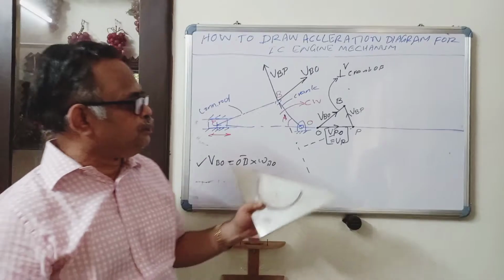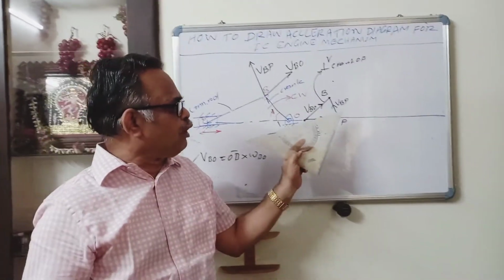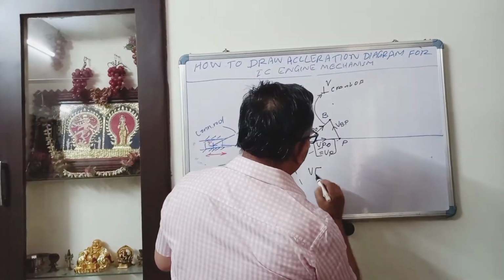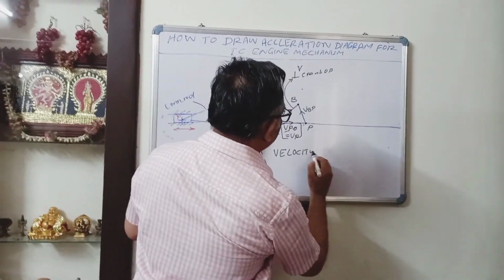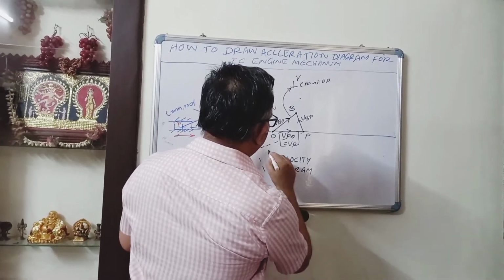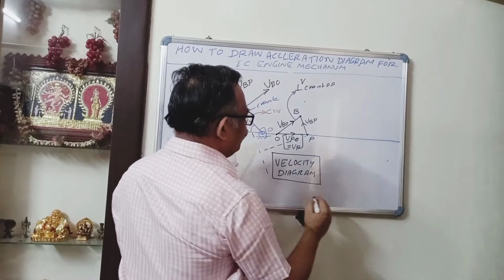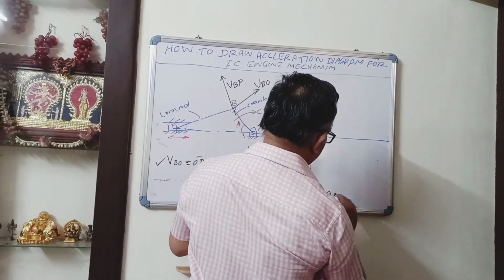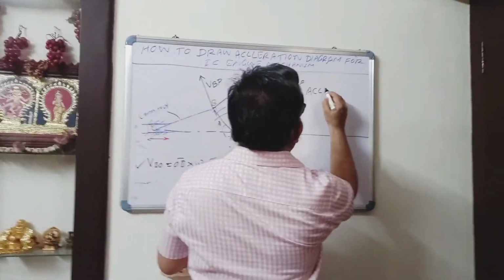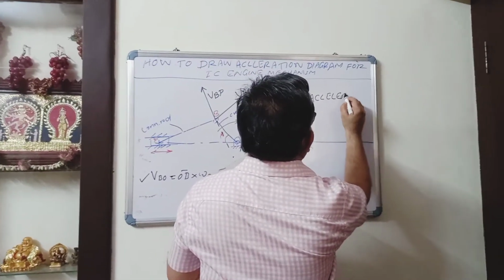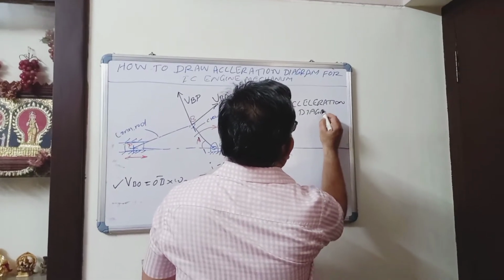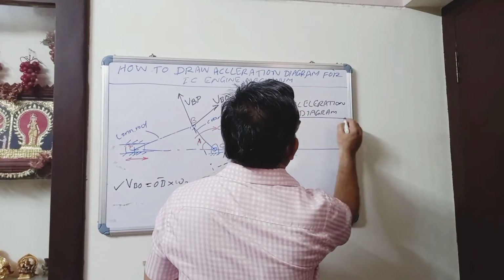So now it is very easy. Now we have drawn the velocity diagram. This is your velocity diagram. Now the velocity diagram is completed. Now we'll see how we can draw the acceleration diagram, right? Acceleration diagram, how we will complete it, let us see.